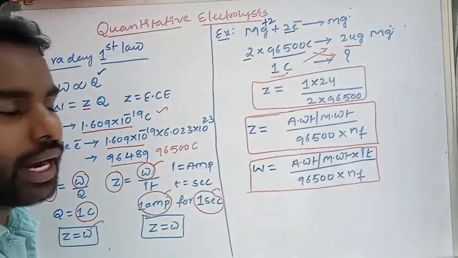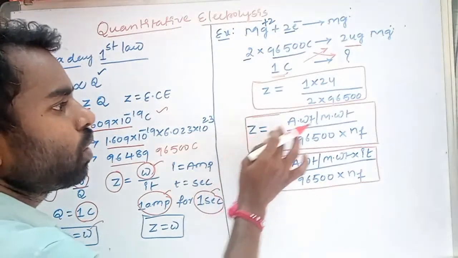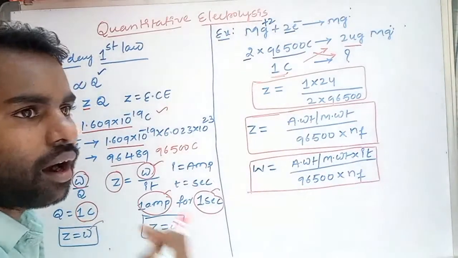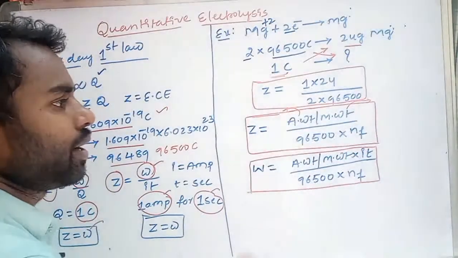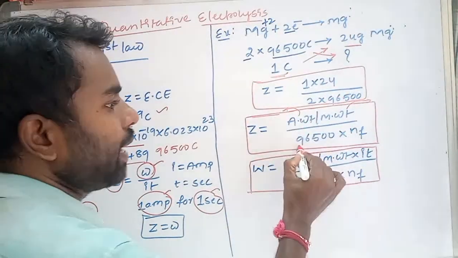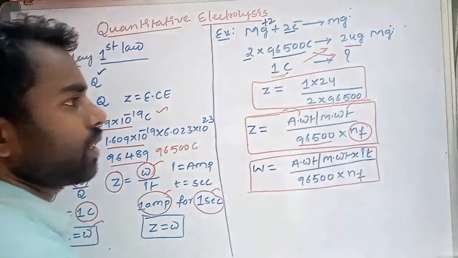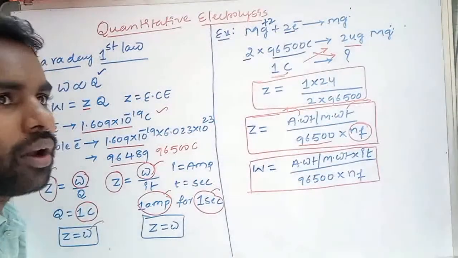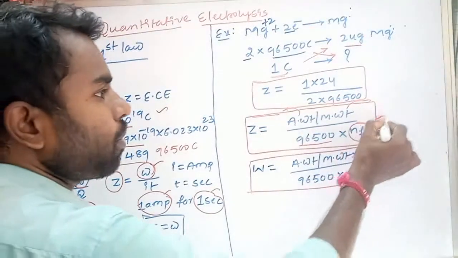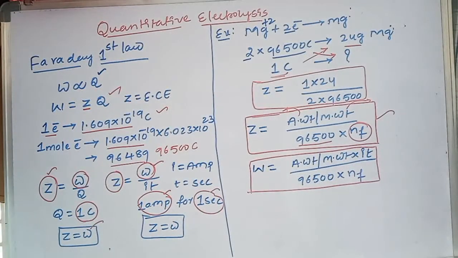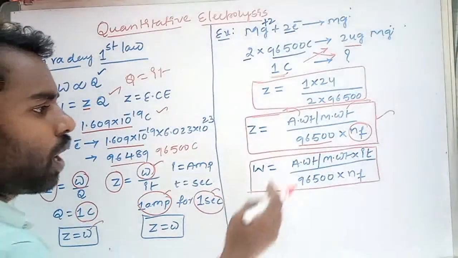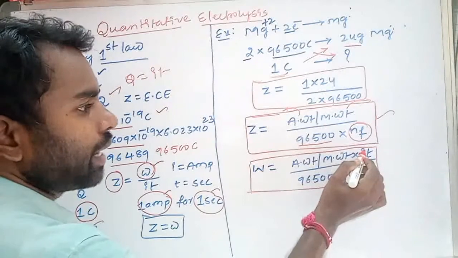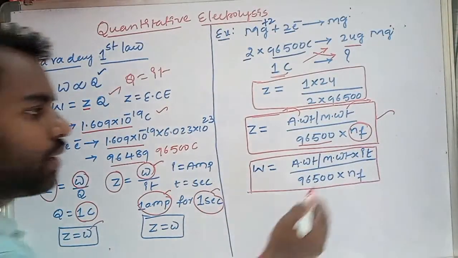Finally, the electrochemical equivalent Z equals atomic weight or molecular weight divided by 96,500 into n factor. If we take an atom we use atomic weight, and if we take a molecule we use molecular weight. The n factor depends on the number of electrons. Substituting this in W equals Z into Q, with Q equal to I into T, weight equals atomic weight or molecular weight into I into T divided by 96,500 into n factor.